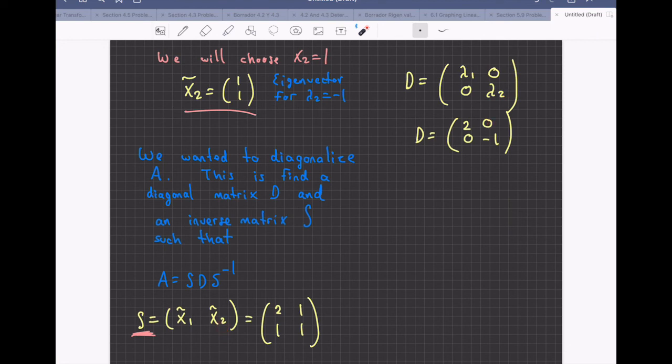And once you have this, you can verify that A is equal to S times D times S inverse. Okay? And there you have the diagonalization of A, with D a diagonal matrix. What is the purpose? Let's look at one of the applications of a diagonal matrix.